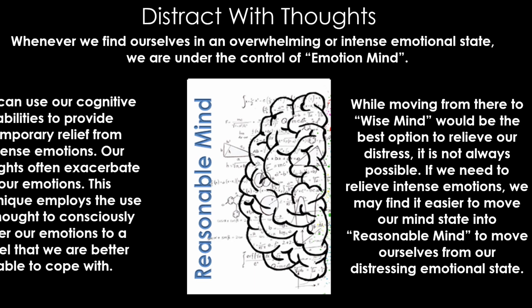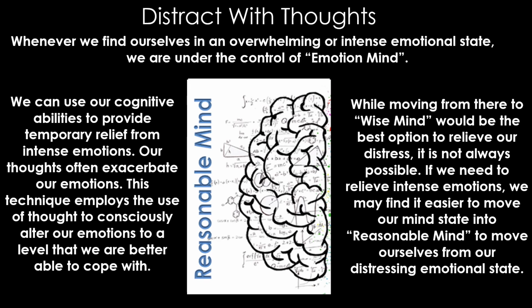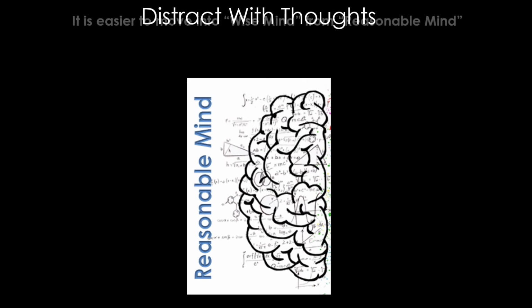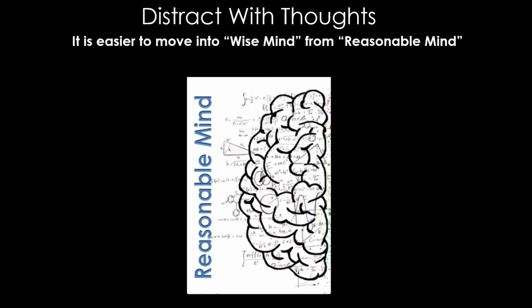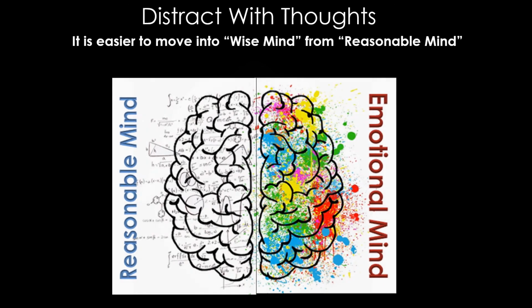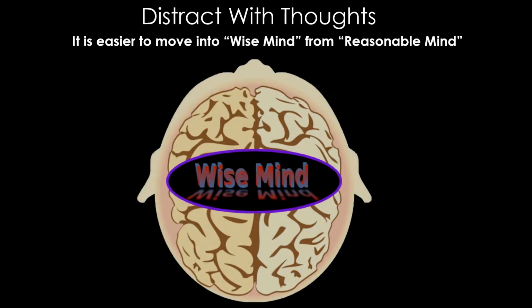We can use our cognitive abilities to provide temporary relief from intense emotions. Our thoughts often exacerbate our emotions. This technique employs the use of thought to consciously alter our emotions to a level that we're better able to cope with. When distracting with thoughts, it's easier to move into wise mind from reasonable mind.